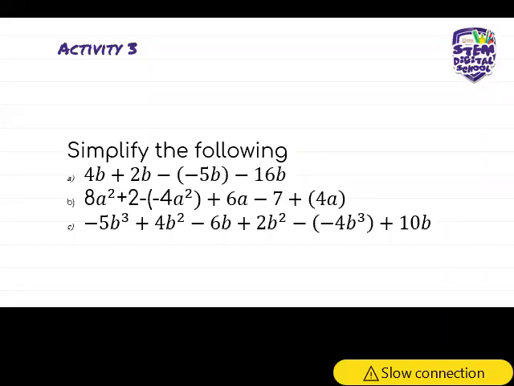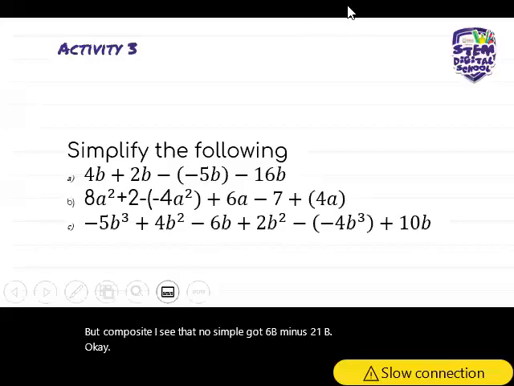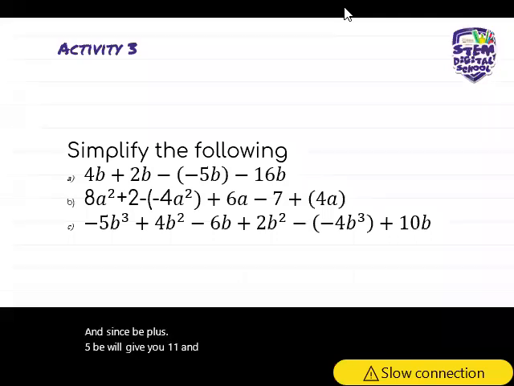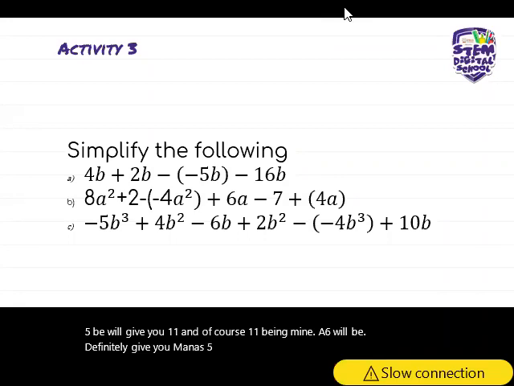All right, can we proceed? I see that Nosipo got 6b minus 21b. Okay, Cleo got minus 5b, and then of course, Unkabet's also minus 5b. Okay, remember that when you multiply the negative by negative, you get positive. So 4b plus 2b will give you 6b, and 6b plus 5b will give you 11b. And of course, 11b minus 16b definitely give you minus 5b. So I have to agree with Umkabetse and Cleo. Minus 5b will be the correct answer there.